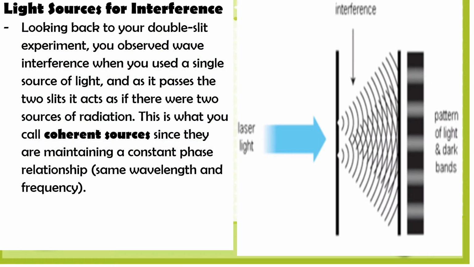Light sources of interference. Looking back at your double slit experiment, you observe wave interference when you use a single source of light. As it passes the two slits, it acts as if there were two sources of radiation. So this is what you call coherent sources, since they are maintaining a constant phase relationship, the same wavelength and frequency.